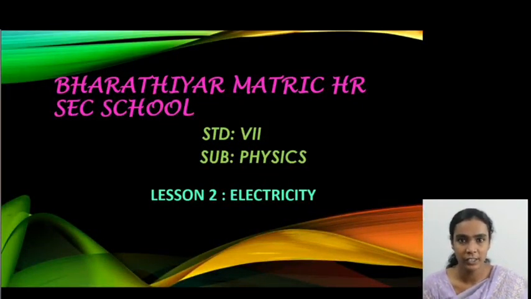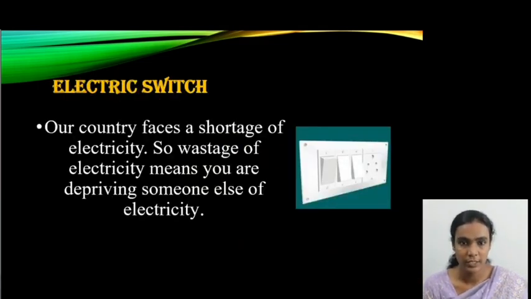Today we are going to learn the continuation of the second lesson, electricity. What is electricity? Electricity is a form of energy, related to heat and magnetism. Now we are going to see the electric switch. We use switches to turn the electric current on or off.